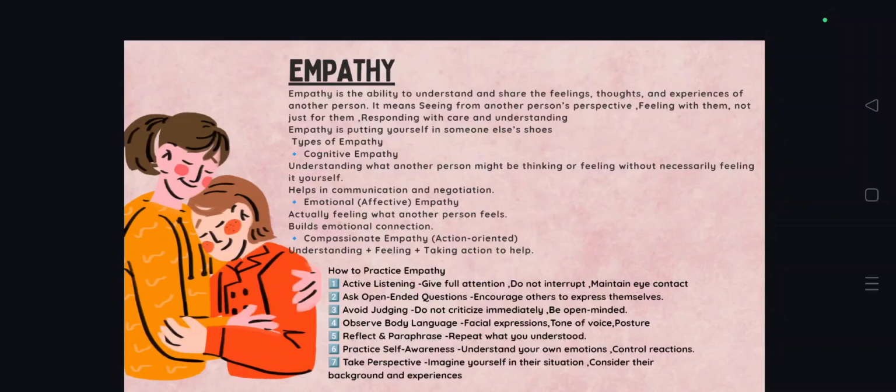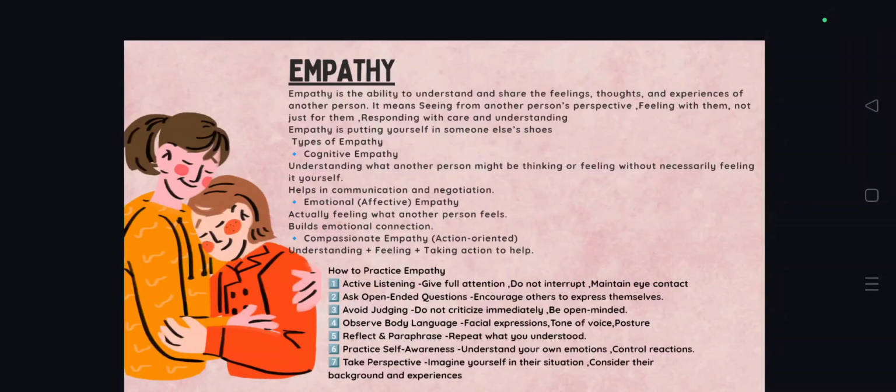Cognitive empathy. Cognitive empathy means that we understand what the other person might be feeling, but not necessarily feeling it ourselves. So we are just understanding, not feeling it necessarily. Second is emotional or affective empathy. It involves understanding what another person might be feeling, as well as feeling it yourself. So there's a subtle difference between both of them.